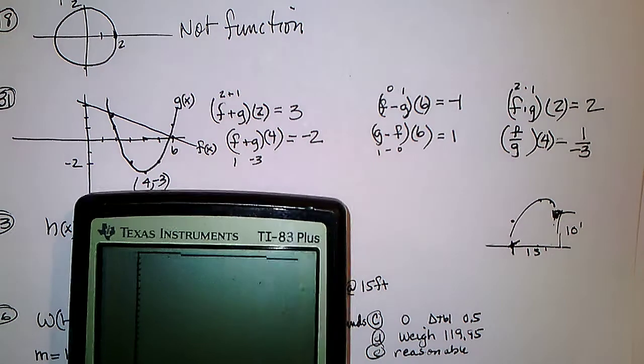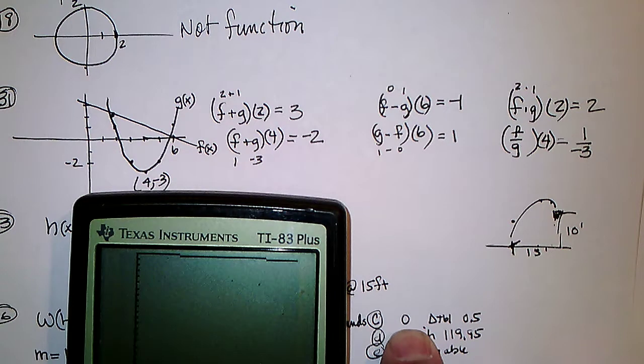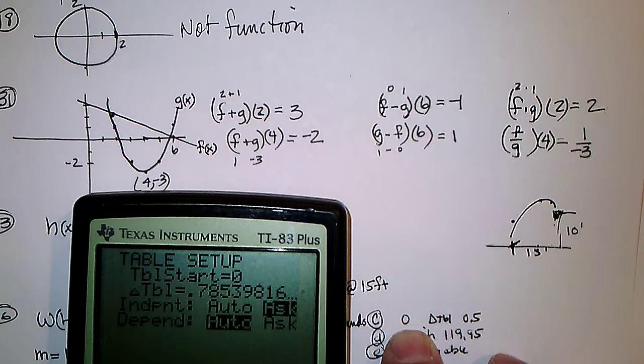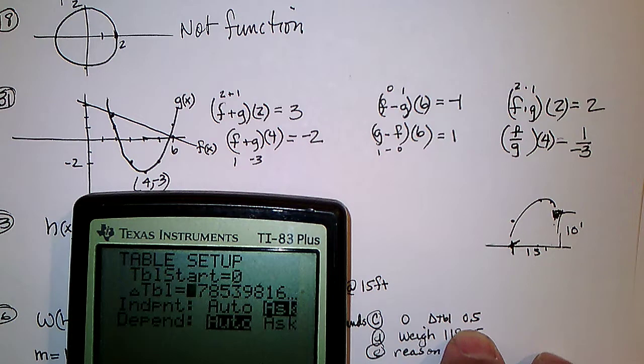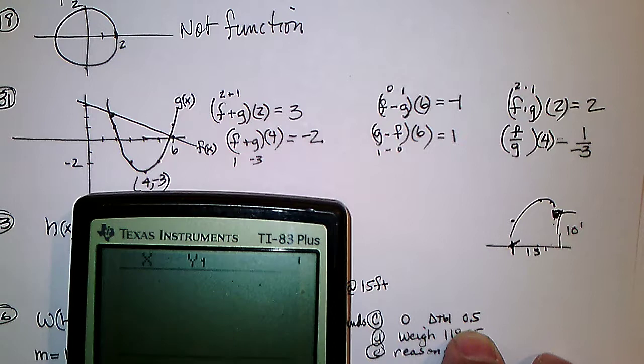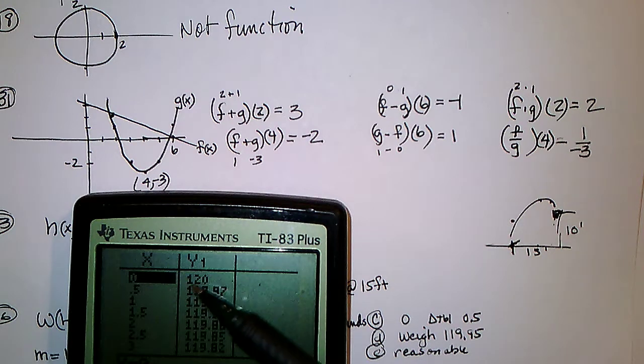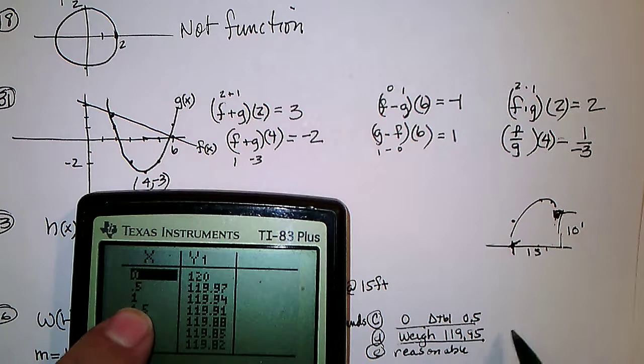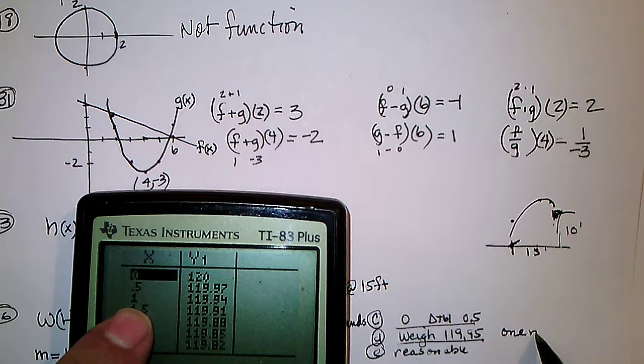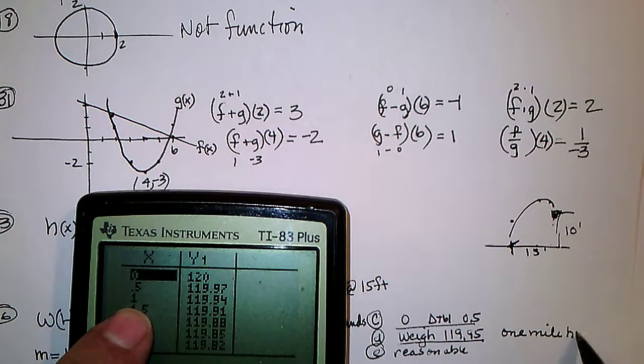And it says start the table set, do table set, start at 0 and make it jump by 0.5. And so we want this on auto now. So I press enter to make it auto. Go to the table and we can see it's losing weight as we go every half mile, mile and a half. And it says, so we did that. And then it says 1 would weigh 119.95. Looks like about 1 mile high.